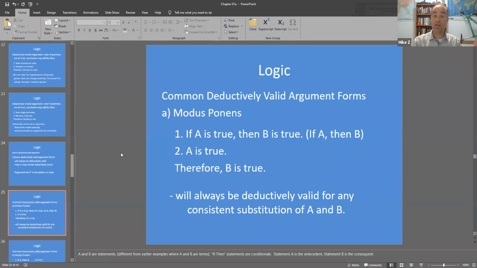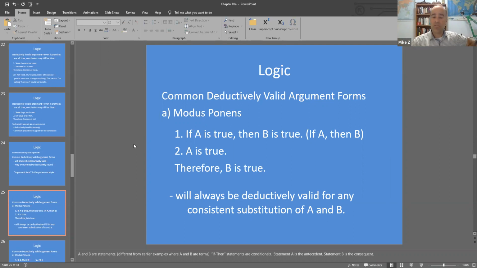So here's the first one. In fact, this one is so common that it was given a fancy Latin name, modus ponens. And so here's the modus ponens argument form. Notice we don't have any specific content here. It's all done in terms of A's and B's. Also notice that A and B in these argument forms stand in for statements, as opposed to what we had before, where A and B were standing in for terms. Remember, A could be humans, B being mortal, and X being Socrates. Here, A and B are whole statements, as we'll see.